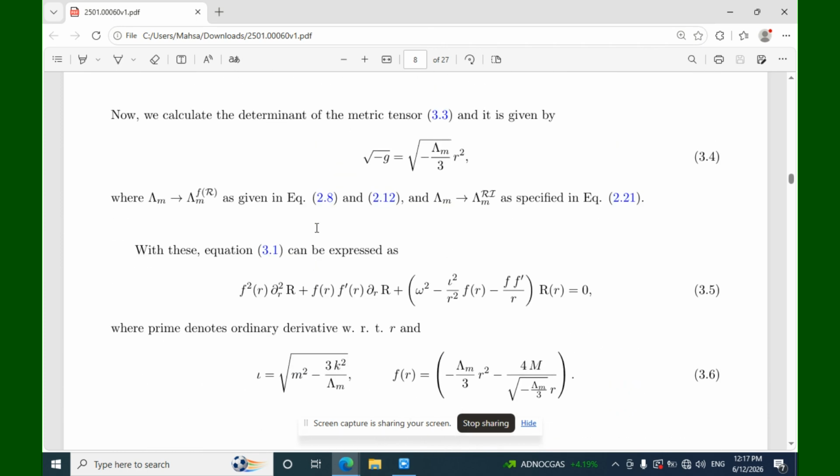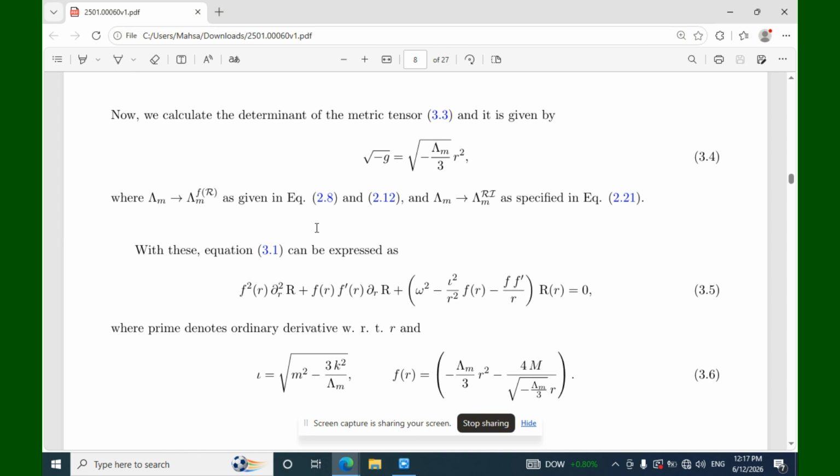Now we calculate the determinant of the metric tensor, and it is given by square root of minus g is equal to square root of minus im divided by 3 r to the power of 2, where im tends to im to the power of f(R) as given in equations 2.8 and 2.12, and im tends to im to the power of Ricci inverse as specified in equation 2.21.